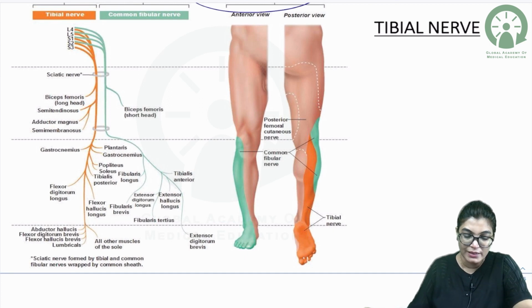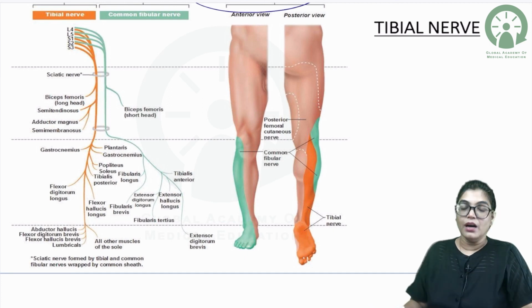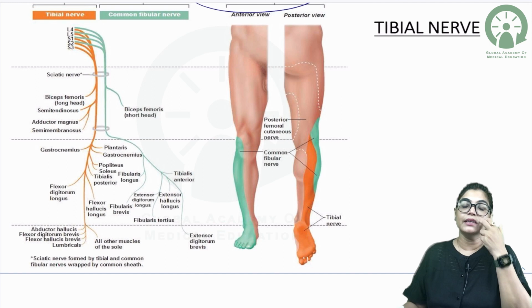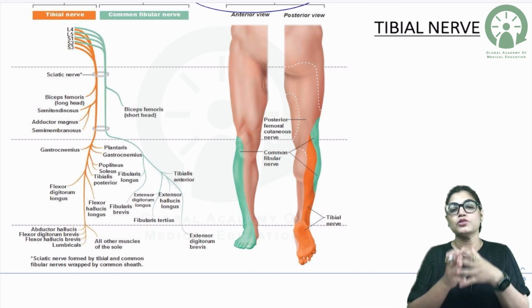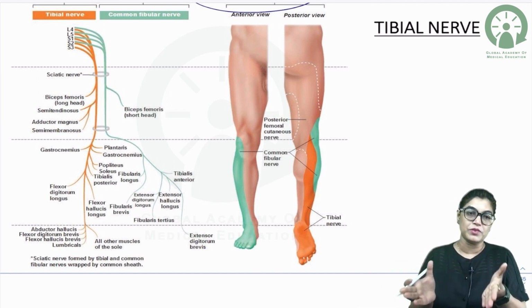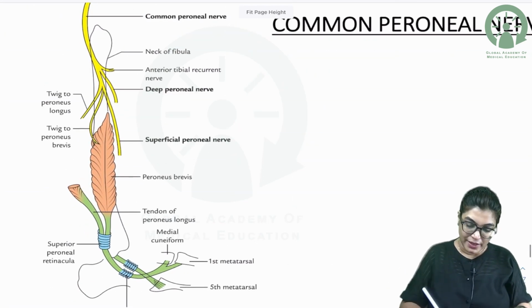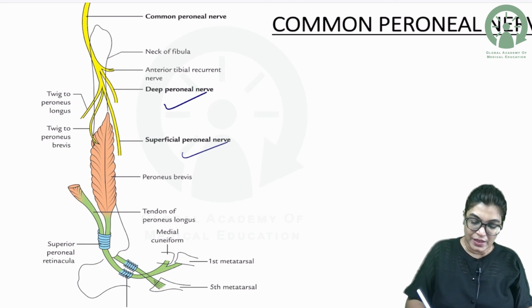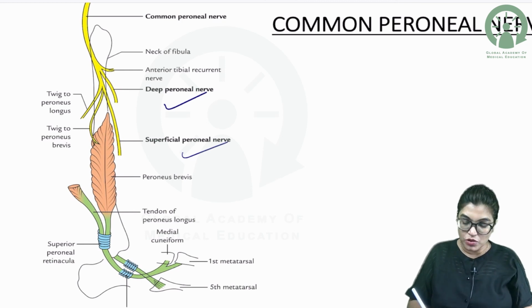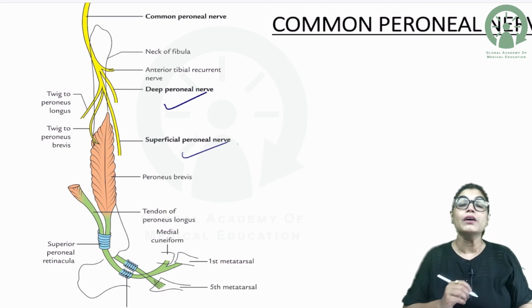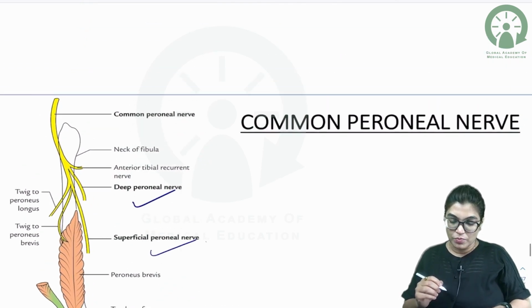So, the smaller terminal branch of the sciatic nerve is the common peroneal nerve, and it divides into two components, deep peroneal and superficial peroneal. So, just see here. You can see this is common peroneal dividing into deep and superficial. Deep is giving innervation to muscles of anterior compartment, superficial is giving innervation to muscles of lateral compartment of the leg. So, please write down this.